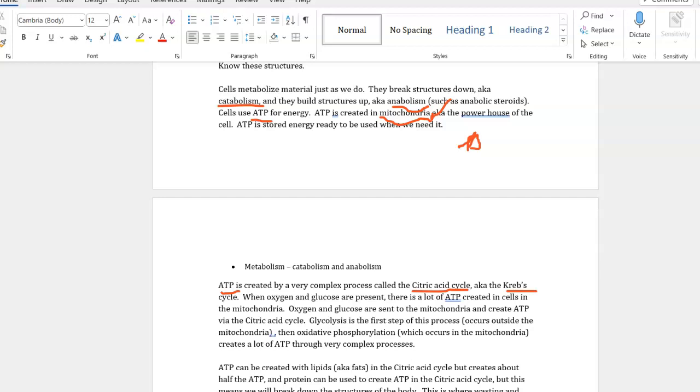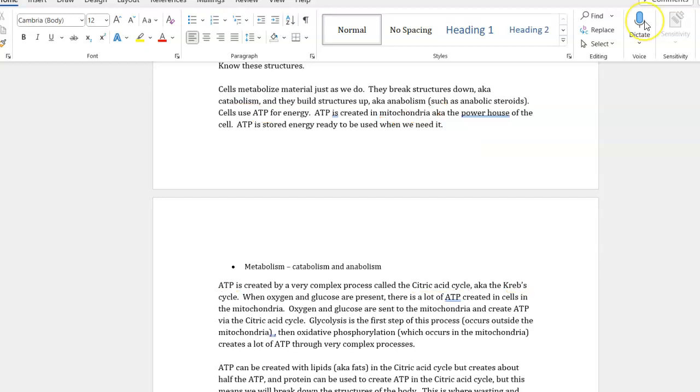You can look it up on your own, look at all the steps, and you're welcome for not having to memorize all of them. It's crazy, okay? In that citric acid cycle, there are several steps that turn out a bunch of ATP. So glycolysis is the first step. That occurs outside of the mitochondria. There's several steps in that. You just need to know glycolysis. And then oxidative phosphorylation, which occurs in the mitochondria, will create a lot of ATP. It's so complex. Just know these very basics. Okay.